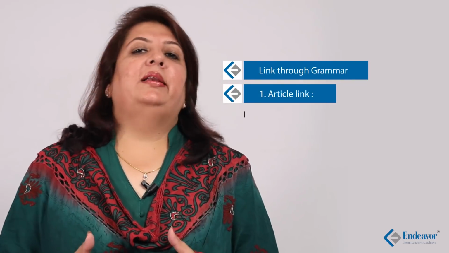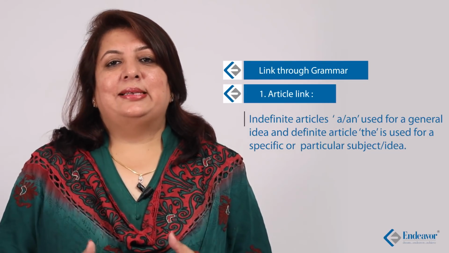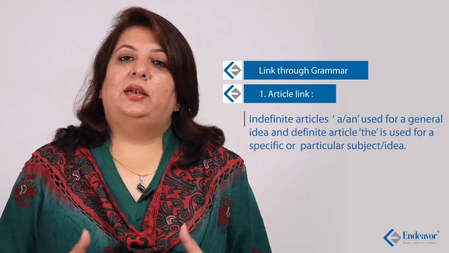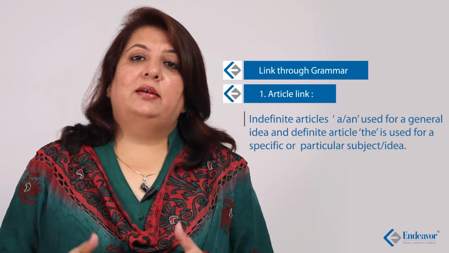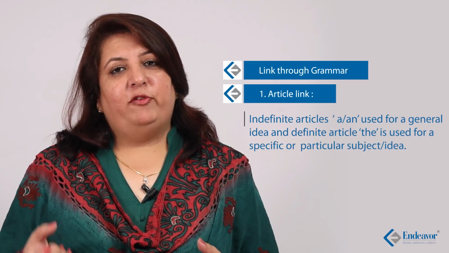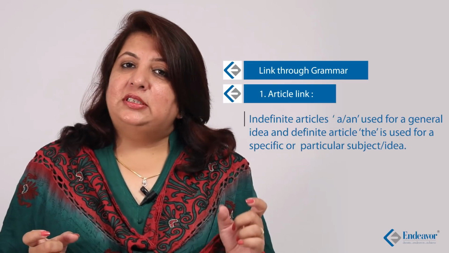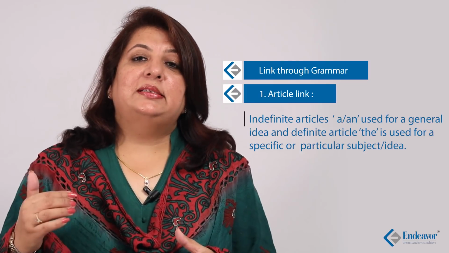We can have more approaches like article link. This says we have indefinite articles like a and an. These two articles are symbolic for a general idea, and the definite article the symbolizes a particular subject. So if the subject remains common and first we have a or an, that is the indefinite article with the subject, this sentence will precede the sentence that contains the definite article the before the subject.